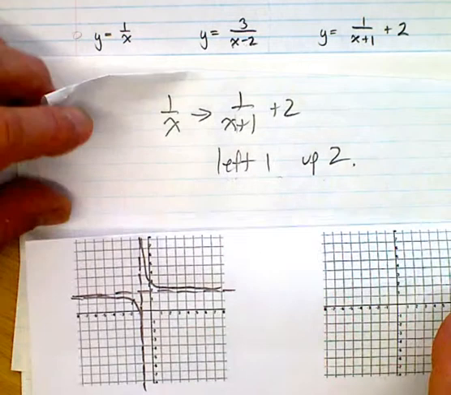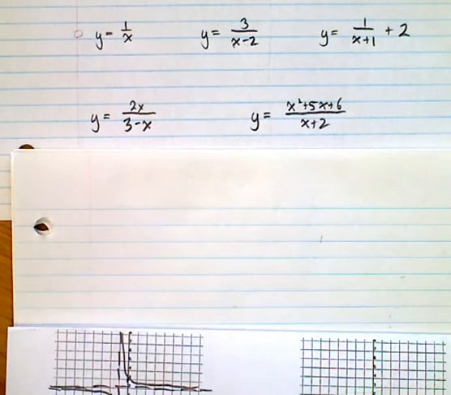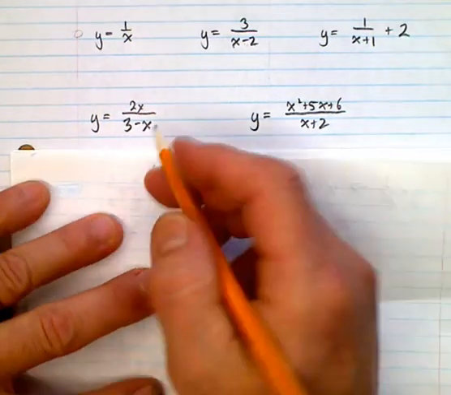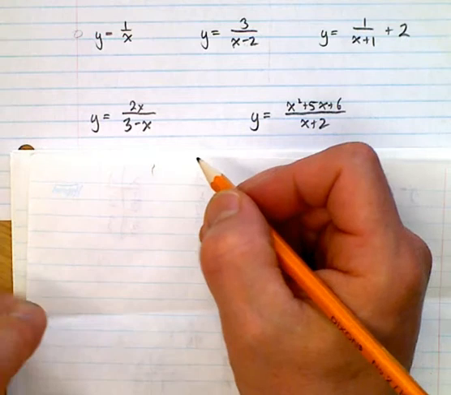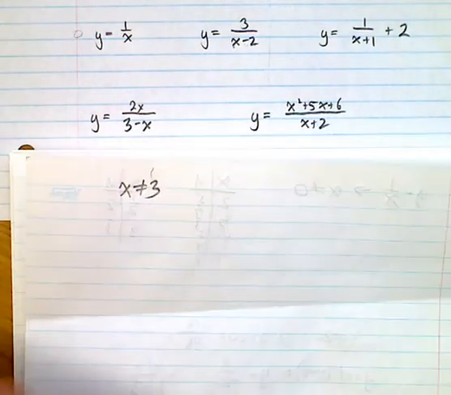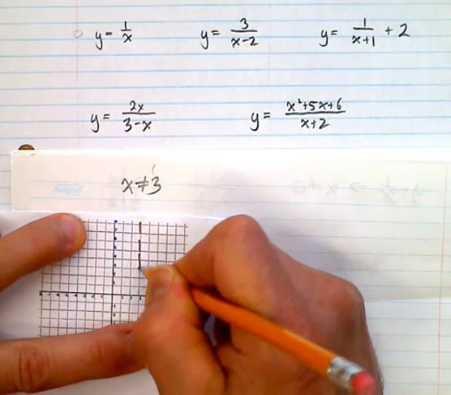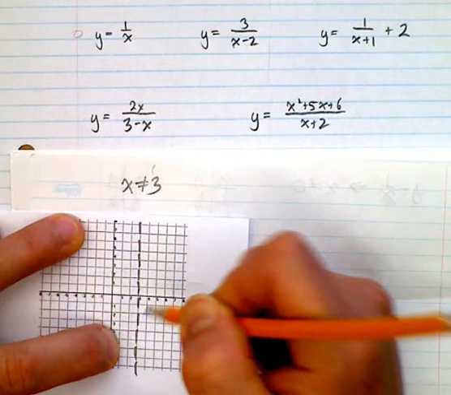Okay? Let's look at a couple more here. These are a little trickier, but we can still do them. Let's have a look at this one. So if I look for the bottom here, x can't be 3. So that means that my vertical asymptote right away is that x equals 3. There you go, right down the middle.